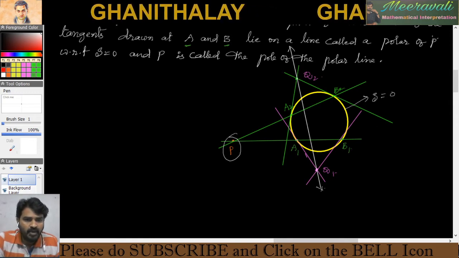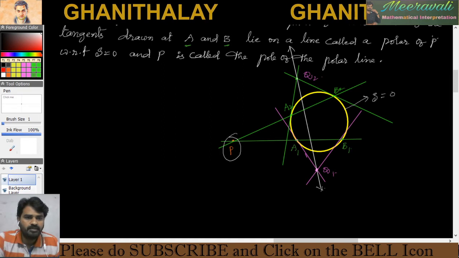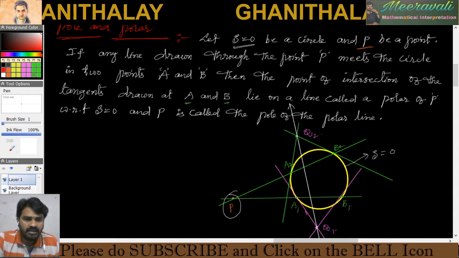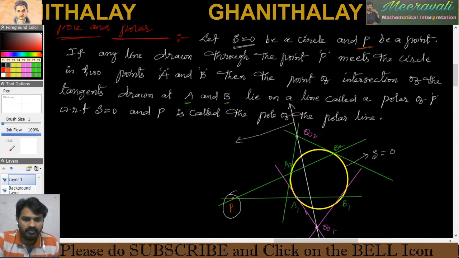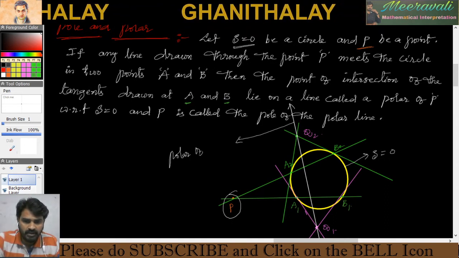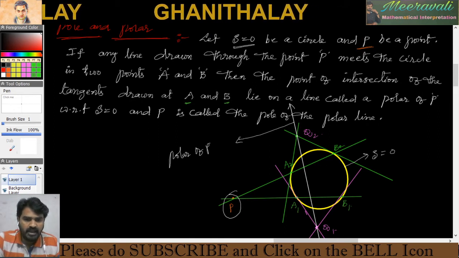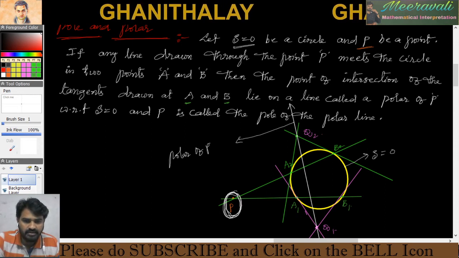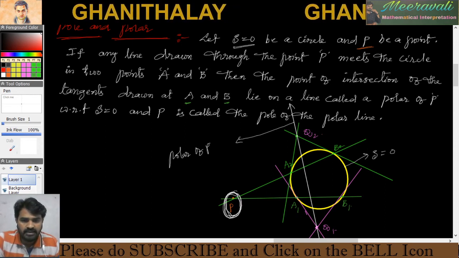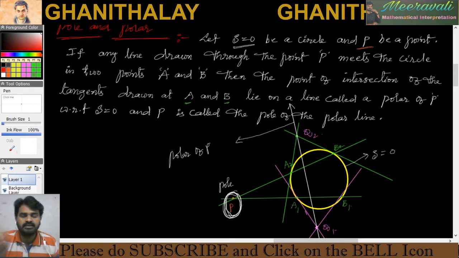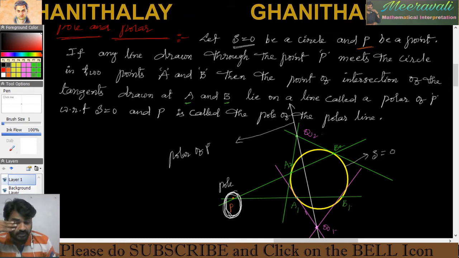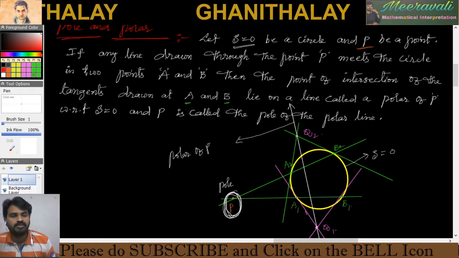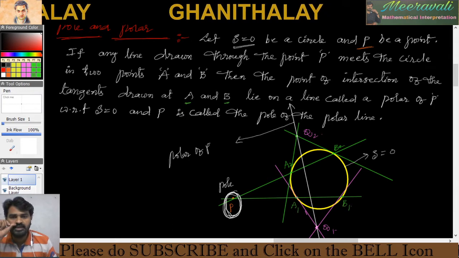Now that point, the locus of that point, is called the polar of the point P. So that is the concept. Here, this line is called the polar of P with respect to the circle, and the point you have taken, either exterior or interior or on the circle, will be called the pole of the line. That means if you take a polar, one pole will be there. This is the concept about the polar.